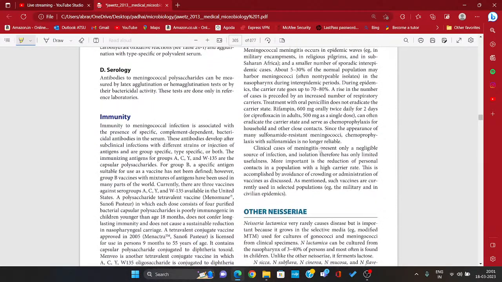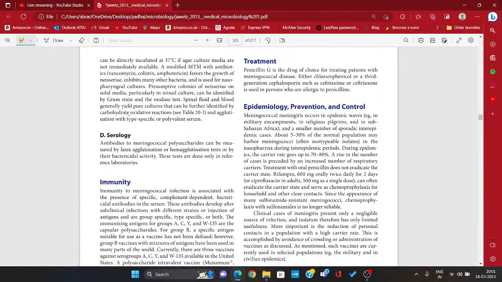Serum antibodies to meningococcal polysaccharide can be measured by latex agglutination or hemagglutination test, or by their bactericidal activity. These tests are done only in reference laboratories.